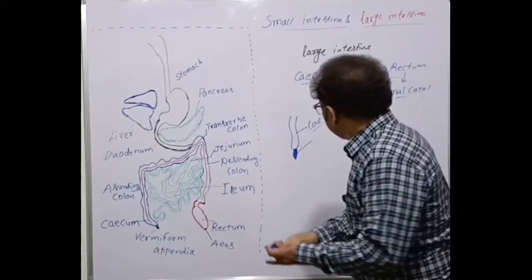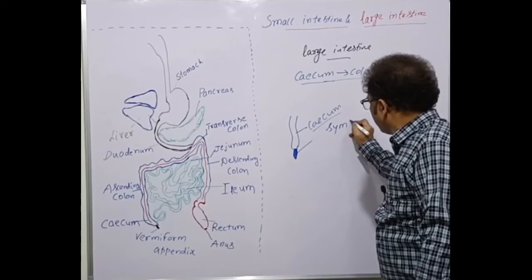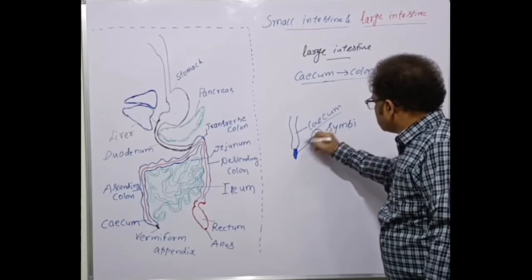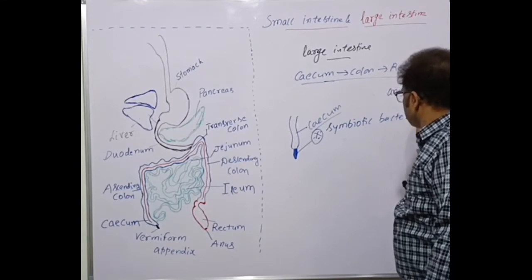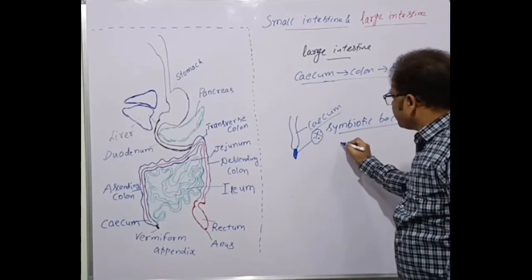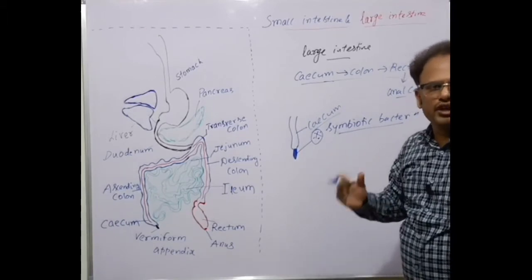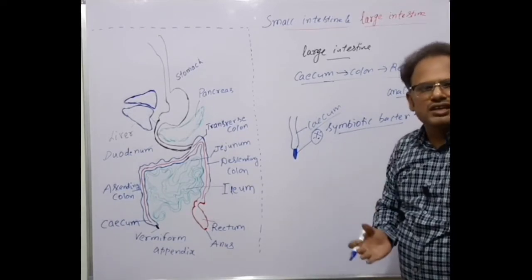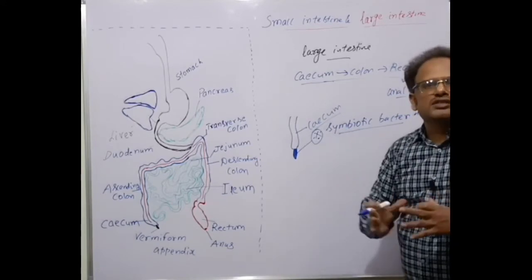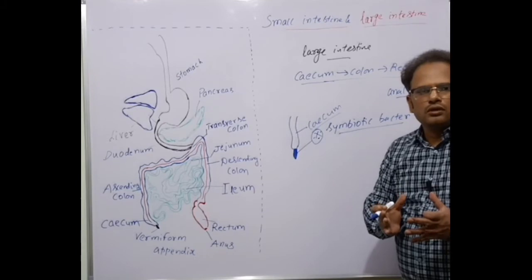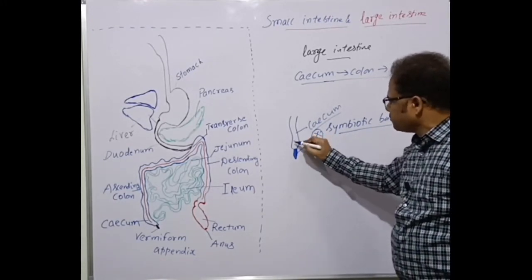The cecum, the first part of the large intestine, consists of a host of symbiotic bacteria. Very important point. What is symbiosis? Symbiosis means win-win. That is, the bacteria receive shelter, food and protection from the human being, and the human being also receives benefit from the bacteria. A mutualism, win-win approach. That's why symbiotic association is present in the cecum.